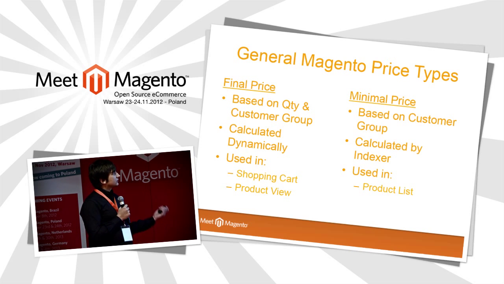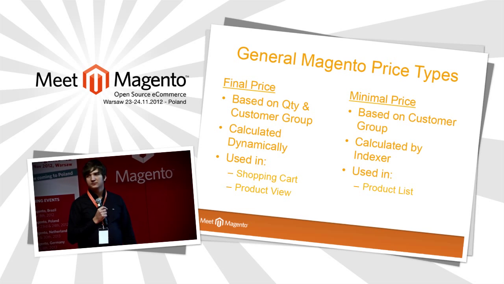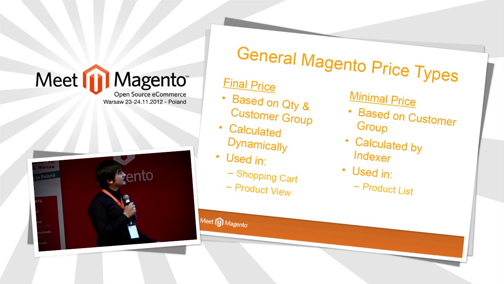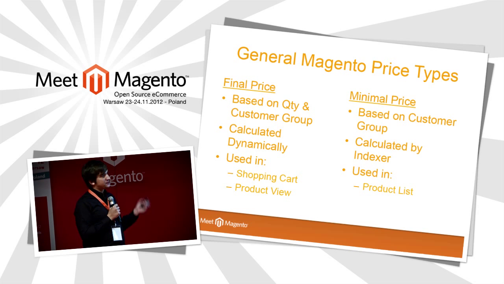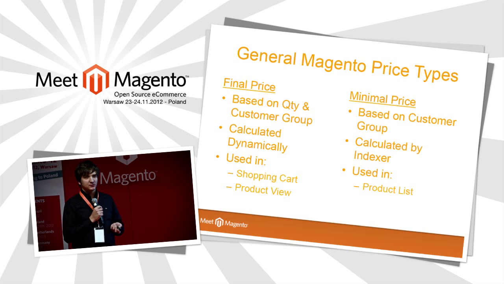So does any one of you know how Magento calculates the final price and minimal price? Okay, who is certified? Okay, so actually there are 2 kinds of prices in Magento. It's final price and minimal price. And do you know the difference between them? I don't ask how they calculate it, I just ask about the difference.